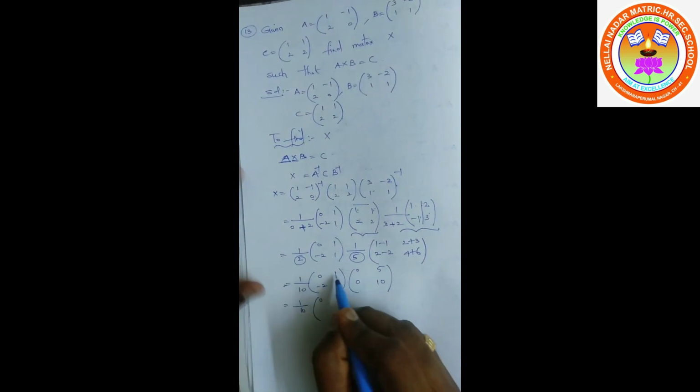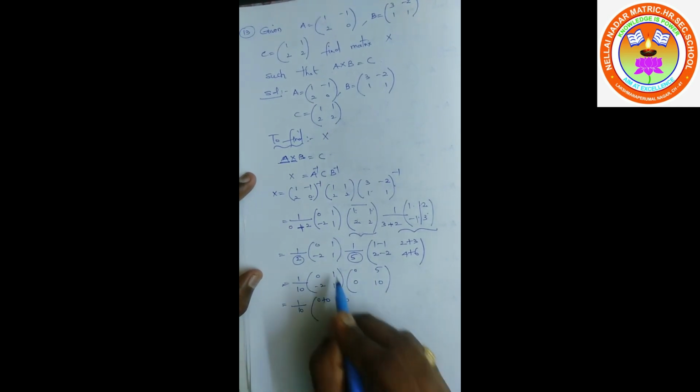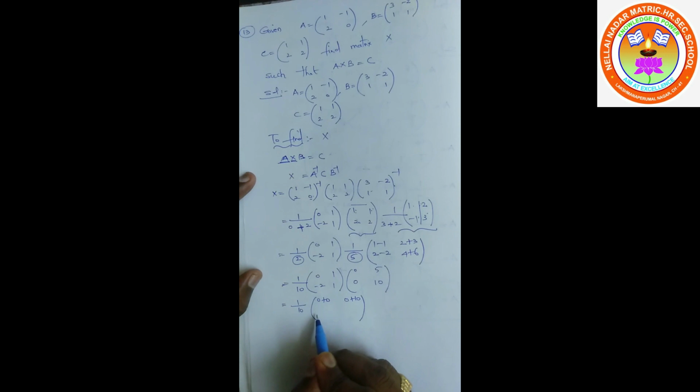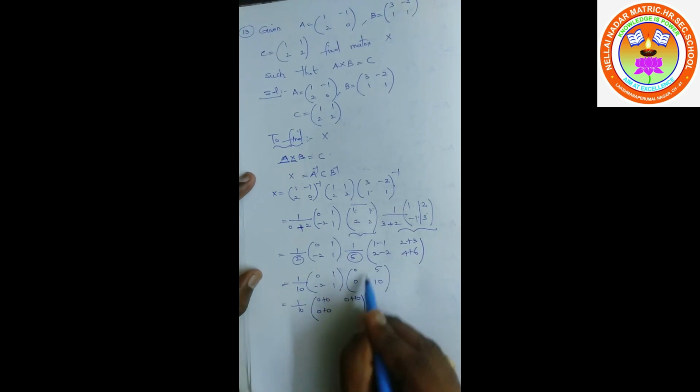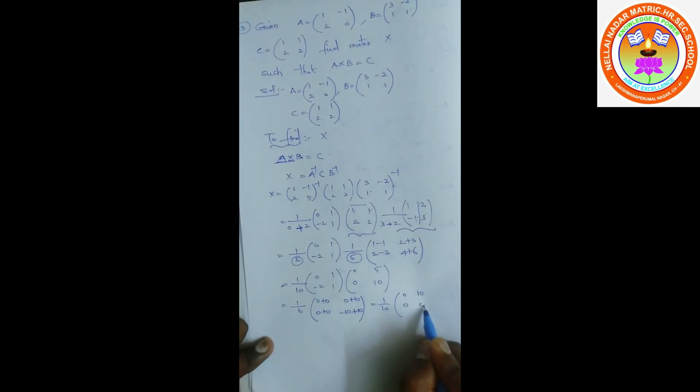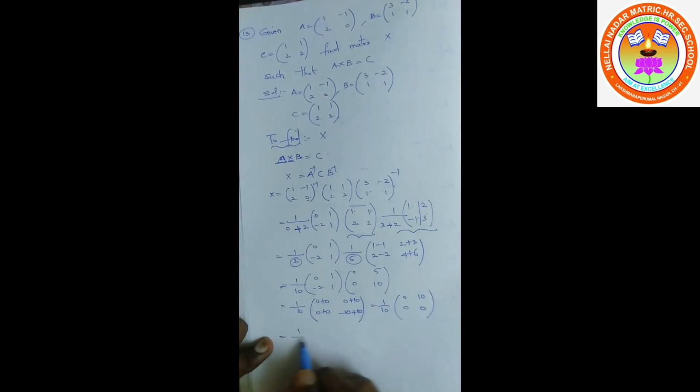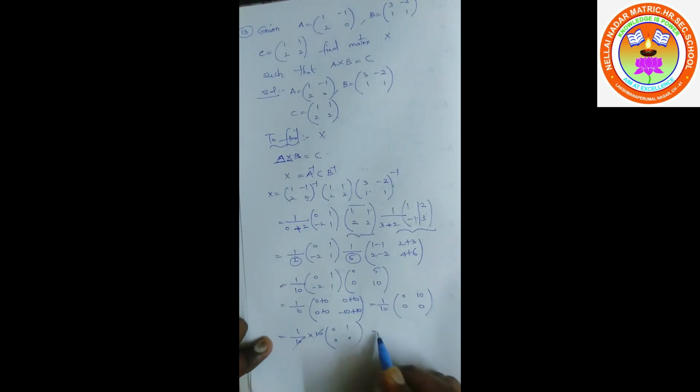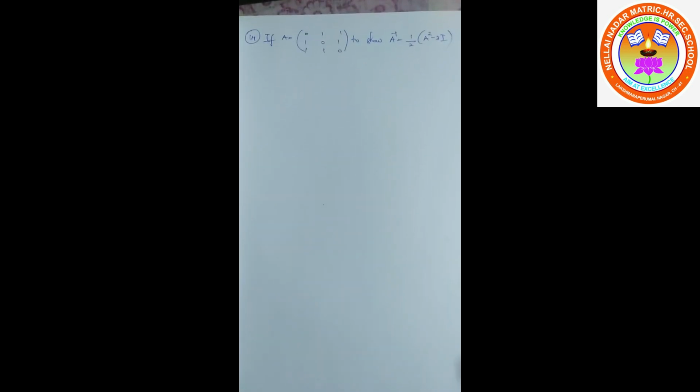Now I am going to multiply these two matrices. 1 by 10 remains here, 0 into 0 is 0, 1 into 0 is 0, 0 into 5 is 0, 1 into 10 is 10, minus 2 into 0 is 0, 1 into 0 is 0, minus 2 5s are minus 10, 1 into 10 is 10. So the answer is going to be 1 by 10, 0, 10, 0, 0. I can take 10 outside. 1 by 10 remains already outside, take 10 outside, so 0 1 0 0. The 10s we can cancel, 0 1 0 0. This is the value for X.